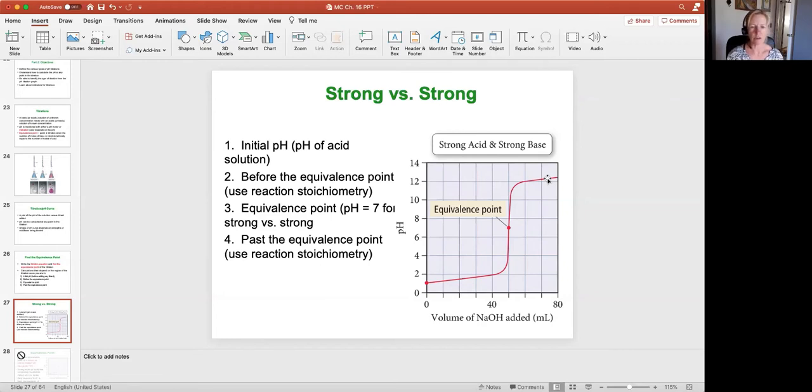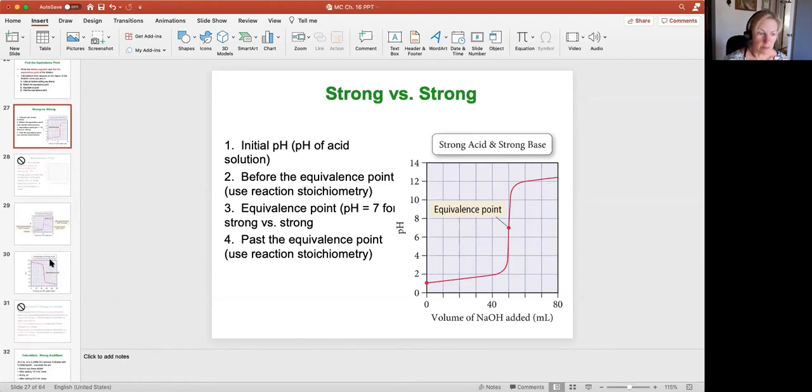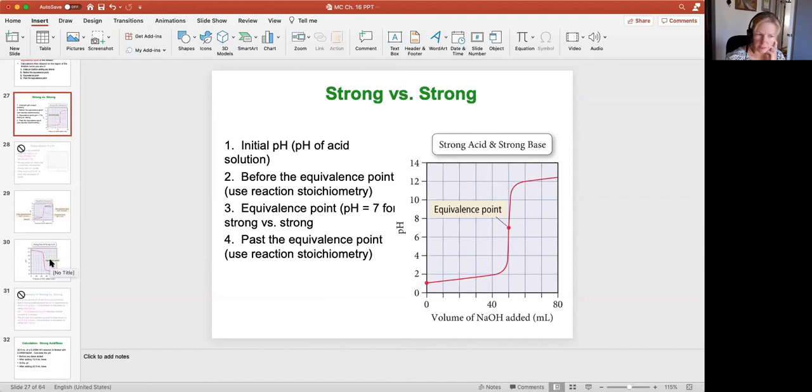So strong acid, strong base is our easiest. You can recognize it from the graph because it has this really flat region here, a really steep point at the equivalence point. Your equivalence point is always going to be at pH 7, and then this pretty flat plateau right after the equivalence point. So that's going to tell you that you have a strong acid, strong base. I'm just going to go through what these look like first, and then we'll come back and talk about the calculations that are going to be involved.